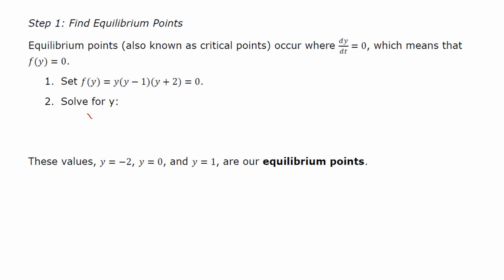So that's going to be when all the factors are set to 0, because if any one of these factors equals 0, then our equation equals 0. So this would be y equals 1 and y equals negative 2. So our values, y equals negative 2, y equals 0, and y equals 1 are all equilibrium points.